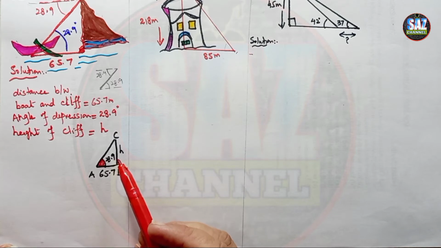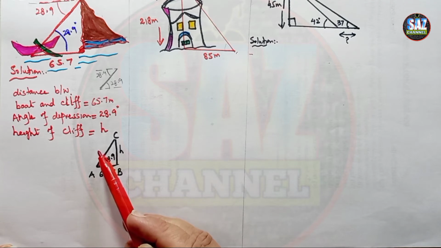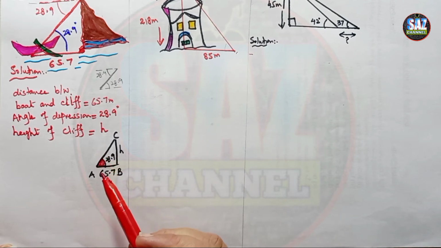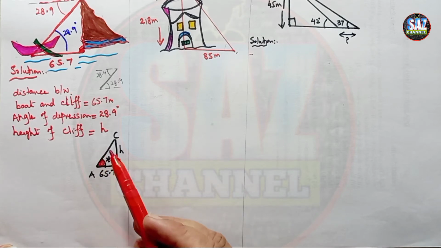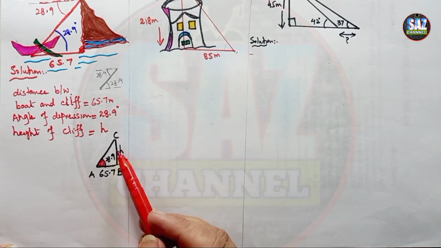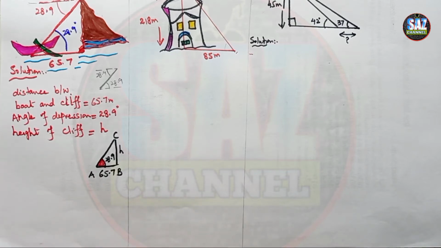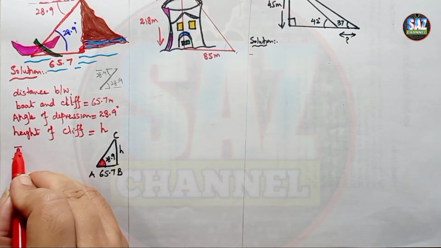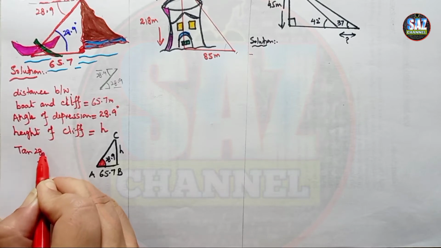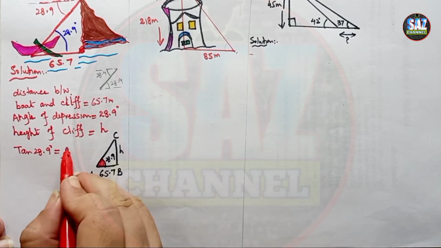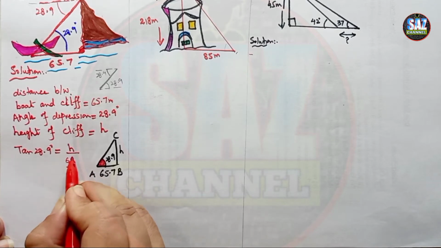Okay, if we recall the previous lesson, SOH: hypotenuse is not given, so sine is not useful here. Then CAH, adjacent upon hypotenuse, again the hypotenuse is not given. And then TOA, opposite and adjacent are given. So we are going to apply tangent here in order to find the height of the cliff. So in triangle ABC, tangent 28.9 degrees equals h upon 65.7.